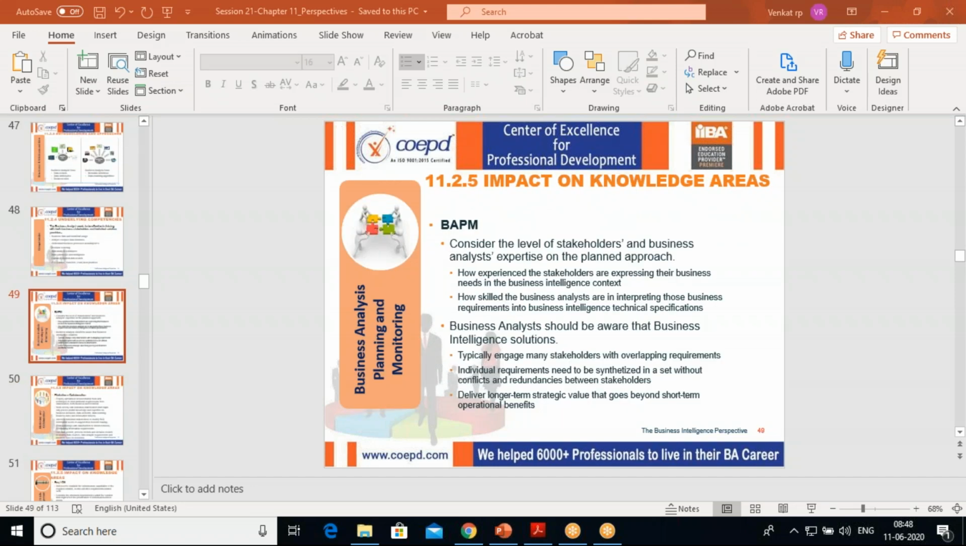And what is the impact on these knowledge areas? On each knowledge area, what will be the impact of it? Now, it is like business intelligence. Business intelligence means, in business analysis planning and monitoring, in this particular knowledge area, the data is already there and you're going to take it. So we have to consider the level of stakeholders and the business analysis expertise on the planned approach. That means who is involved in it, what is expected from it, and how they're going to work on it. We can plan it here.